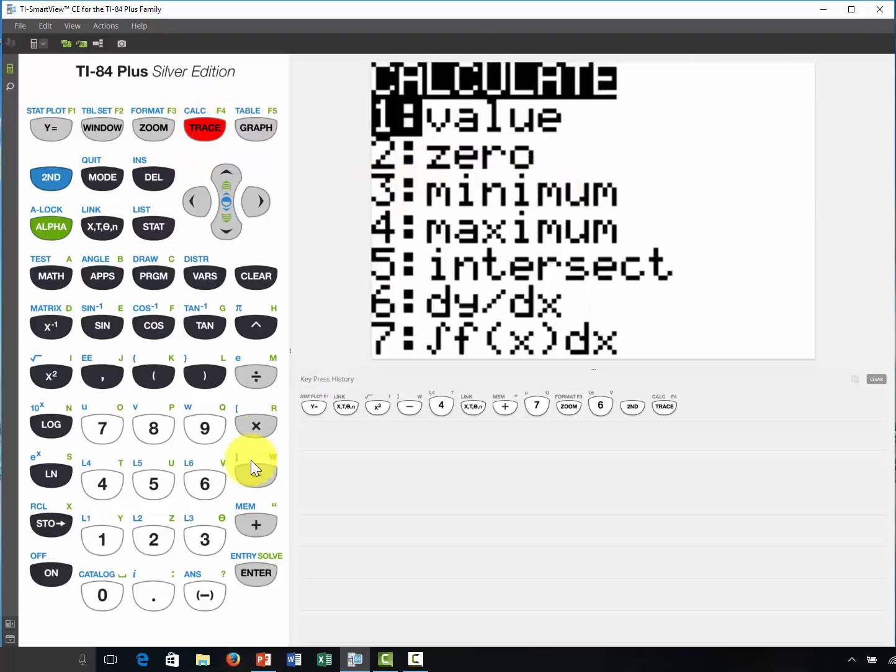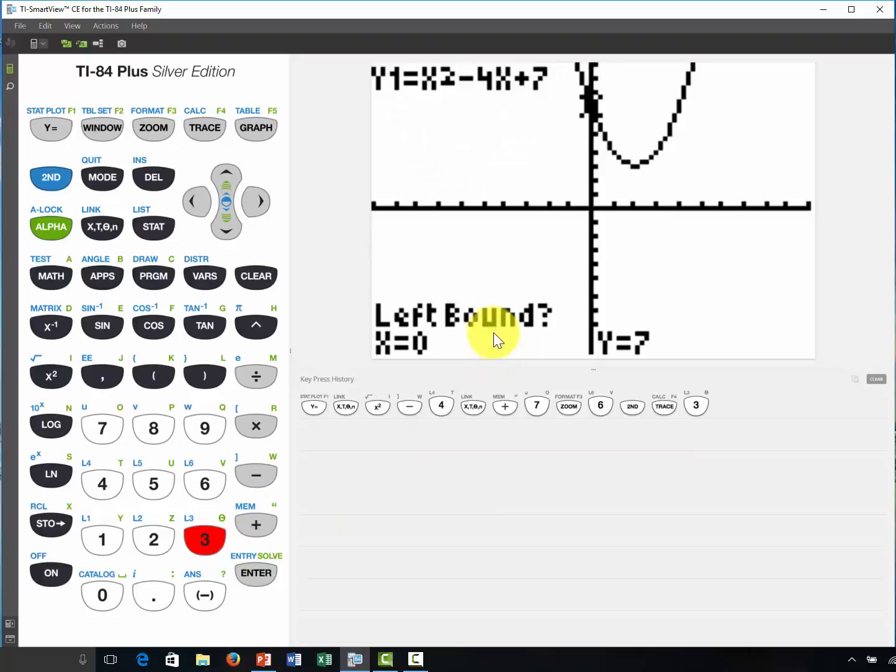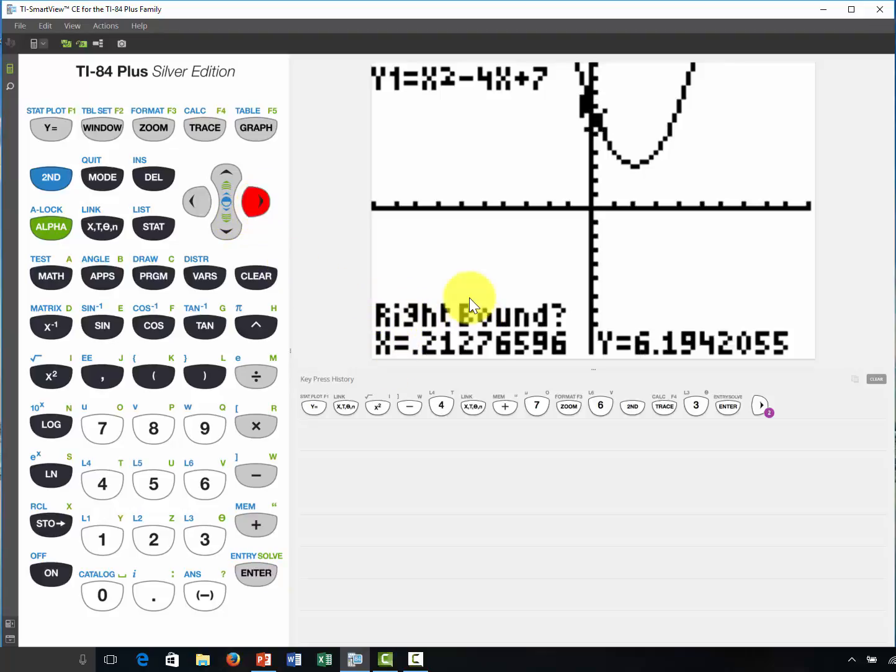Number 3 is minimum. The first question the calculator is asking is, what is the left bound? So we want to pick a number that is to the left of the minimum value. This looks good to me. I'm going to hit enter. Next it asks what's the right bound. So now I need to move my cursor to the right of what I believe the minimum value is, and that looks pretty good. Hit enter. Now it wants a guess.